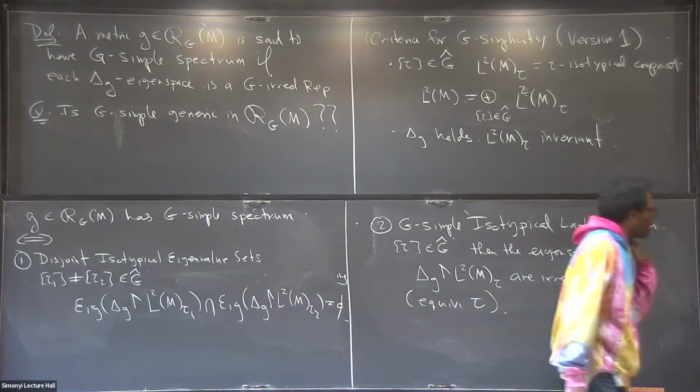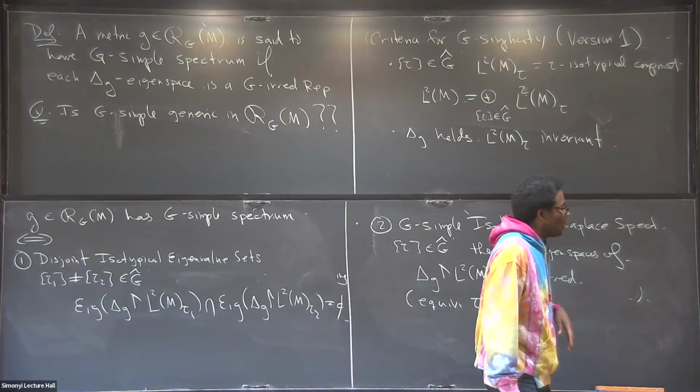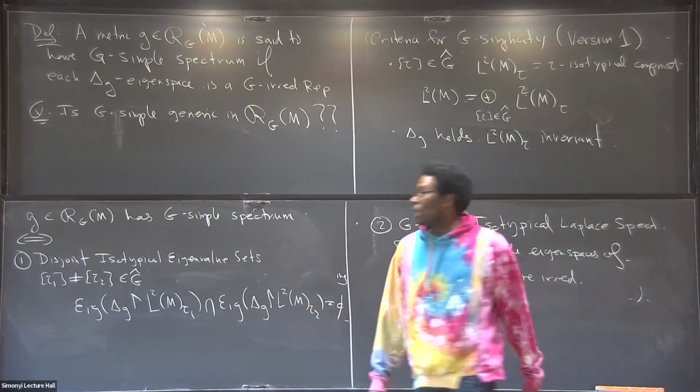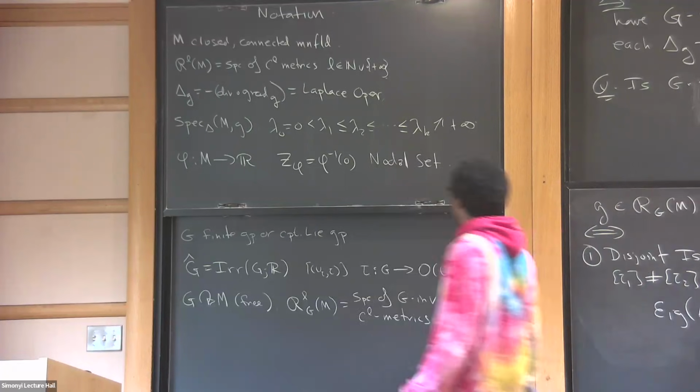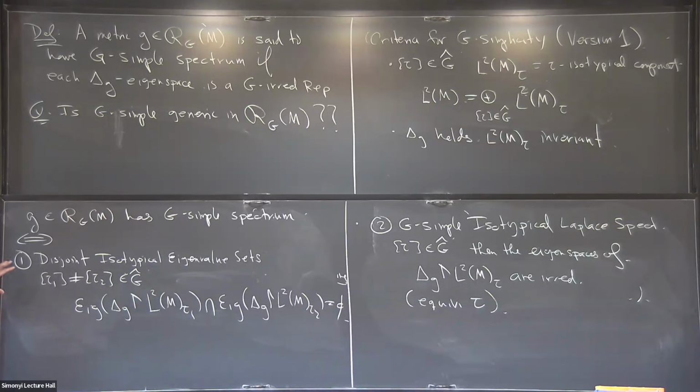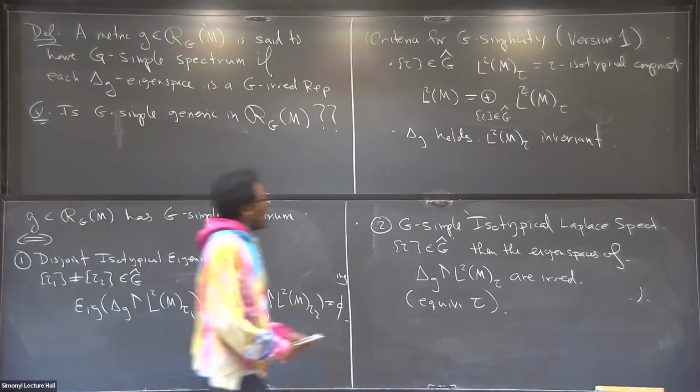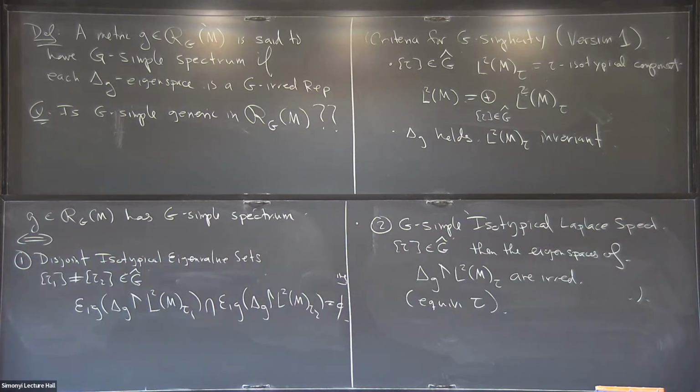Okay, another place where this problem showed up is... There's one question. So yes, just to understand this criterion. Once you state it, it's very easy to show that it implies G-simple spectrum. You're just saying that the spectrum is splitting over different isotypical components, and then you are telling us that on each component it's irreducible. Okay, just to understand that. Yes, exactly. You got it.